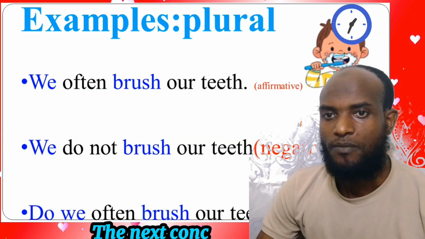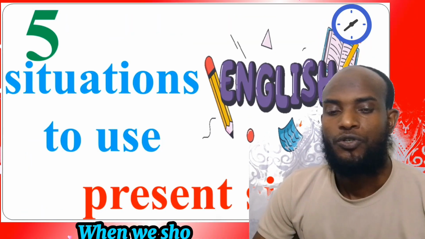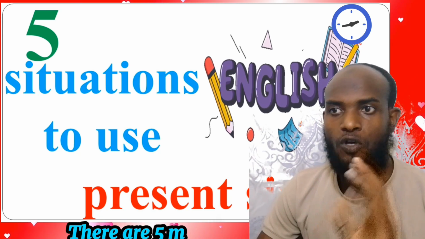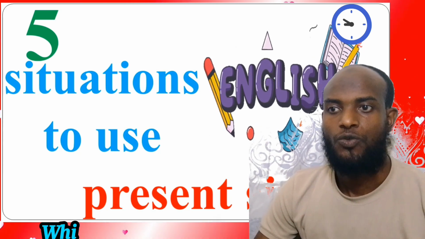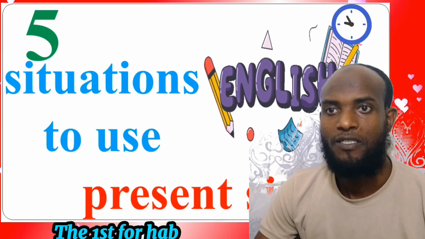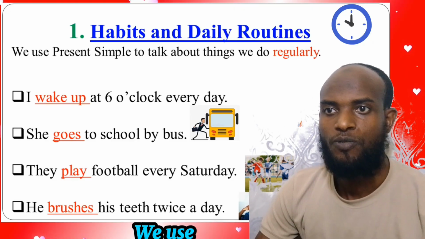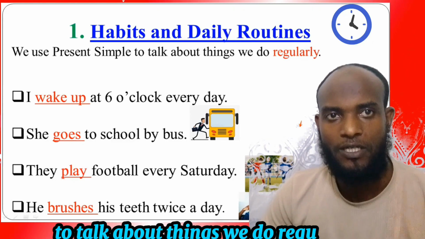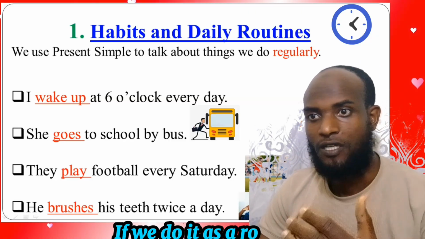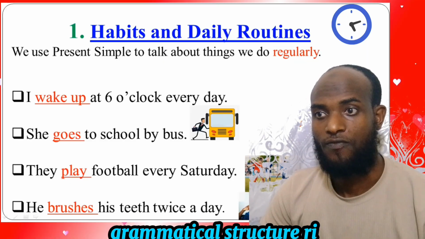The next concept is the situation when we should use present simple. What are those situations? There are 5 most important situations in which we are required to use present simple. The first one is for habits and daily routines. We use present simple to talk about things we do regularly, on a regular basis. If we do it as a routine task, then we should use the present simple grammatical structure.